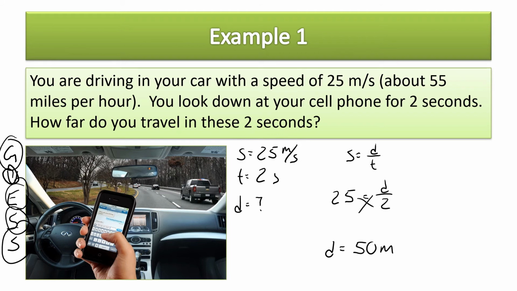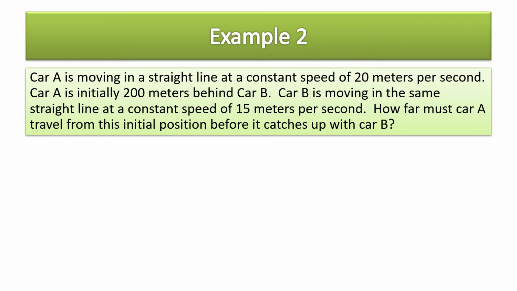Okay, so example 2 can be a little bit tricky. It says car A is moving in a straight line at a constant speed of 20 meters per second. So we'll write that down. VA is equal to 20. Make sure you get points for units. Car A is initially 200 meters behind car B. Car B is moving in the same straight line, but it's moving at 15 meters per second. How far must car A travel from this initial position before it catches up with car B?